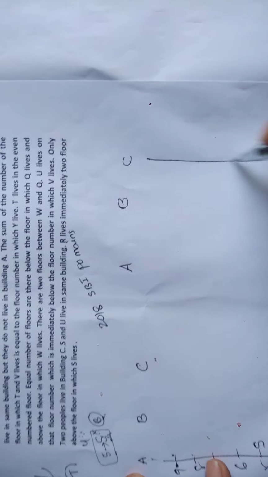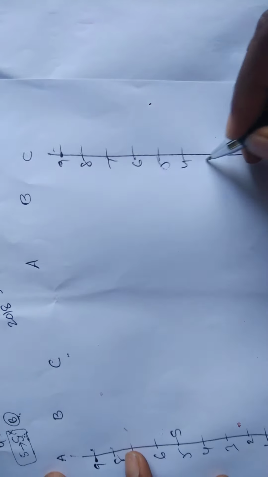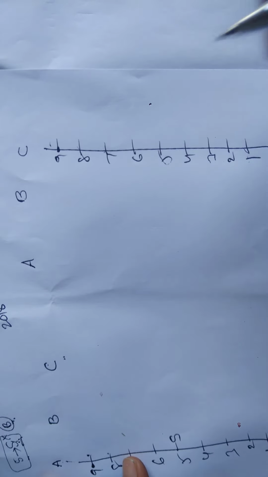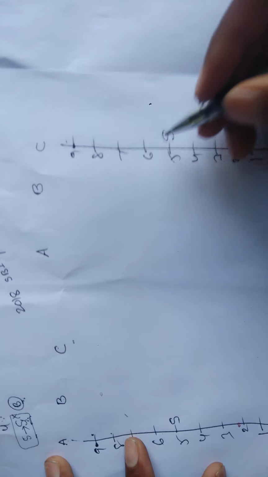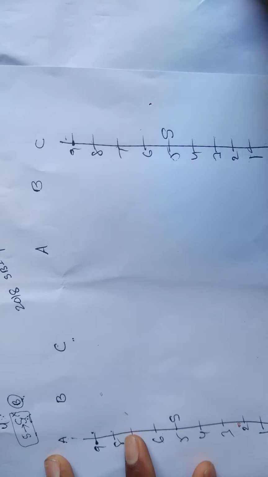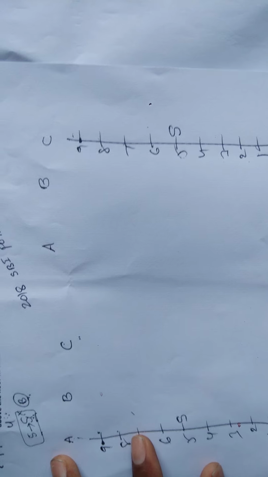Now building C, 9, 8, 7, 6, 5, 4, 3, 2. Next one is what? 1. S lives in floor number 5. Above S total we are having 4 floors. Yes, friends, for S total we are having 2 possibilities.